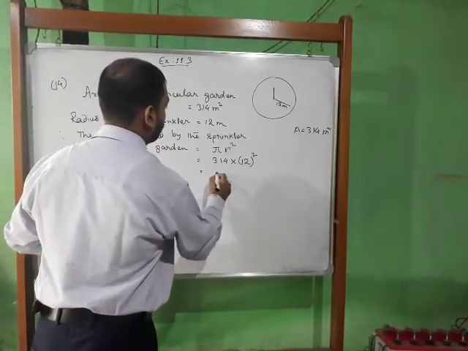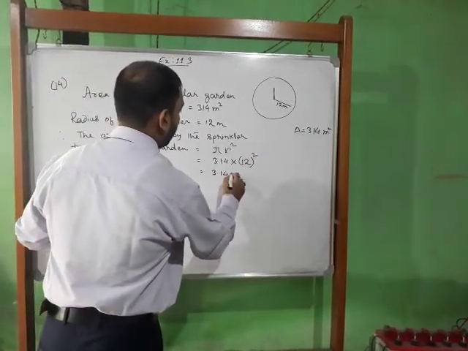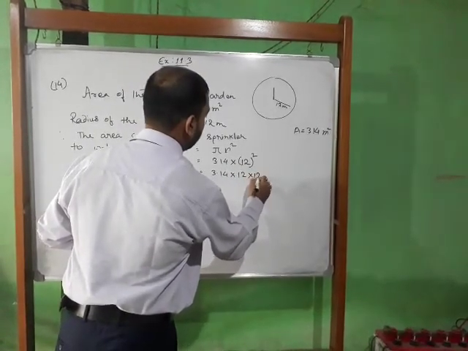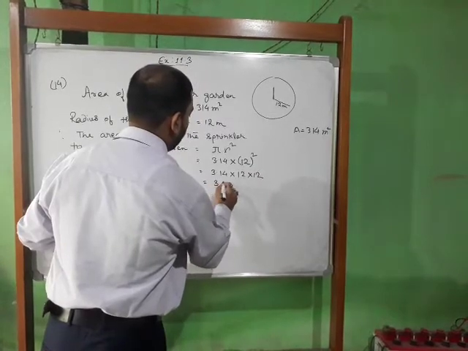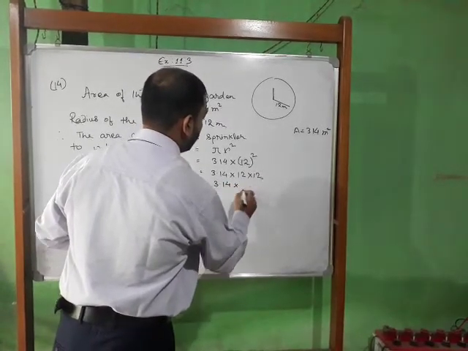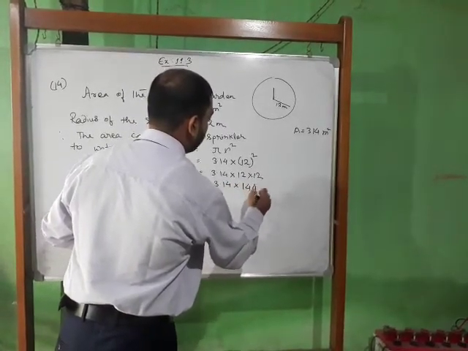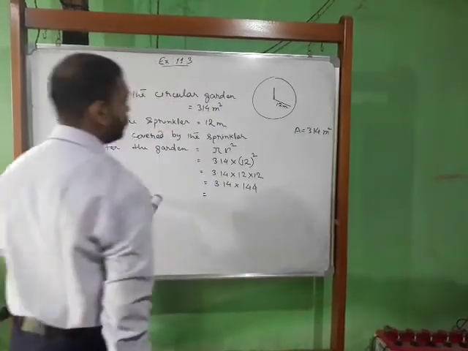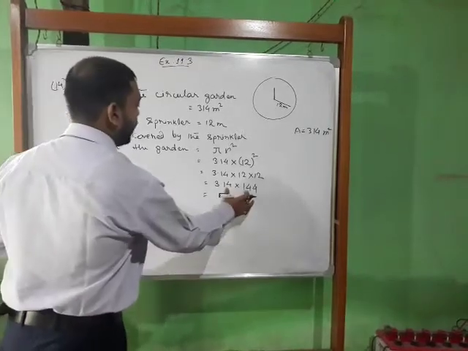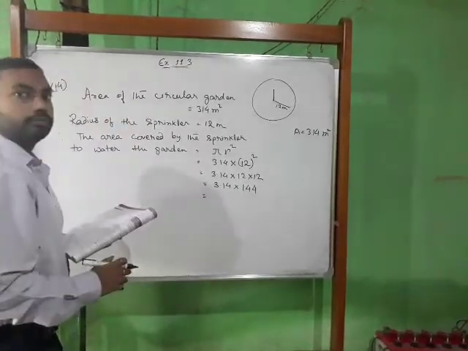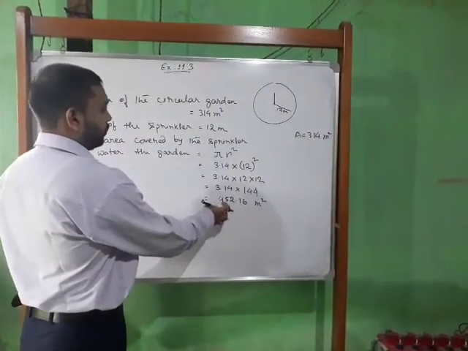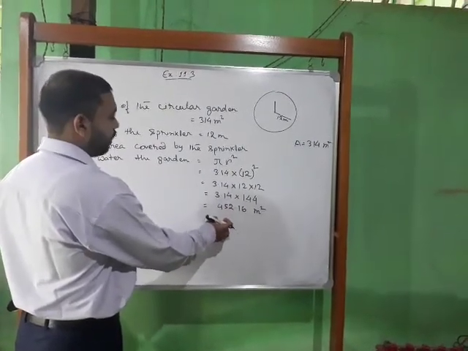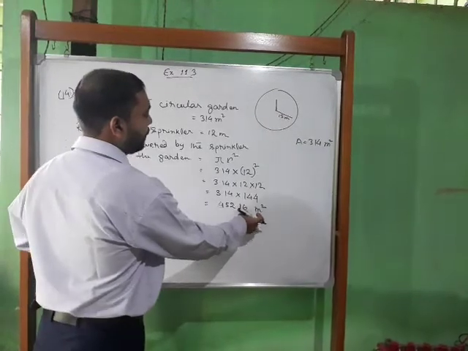Now 3.14 into 12 into 12. 12 square means 12 into 12, so it is 3.14 into 144. We have to multiply and take out the answer. So the area covered by the sprinkler to water the garden is 452.16 meter square.